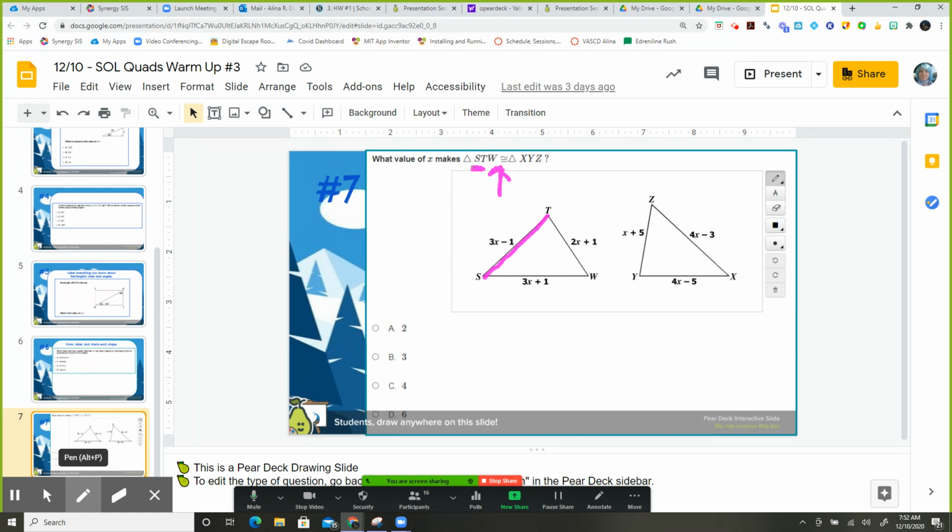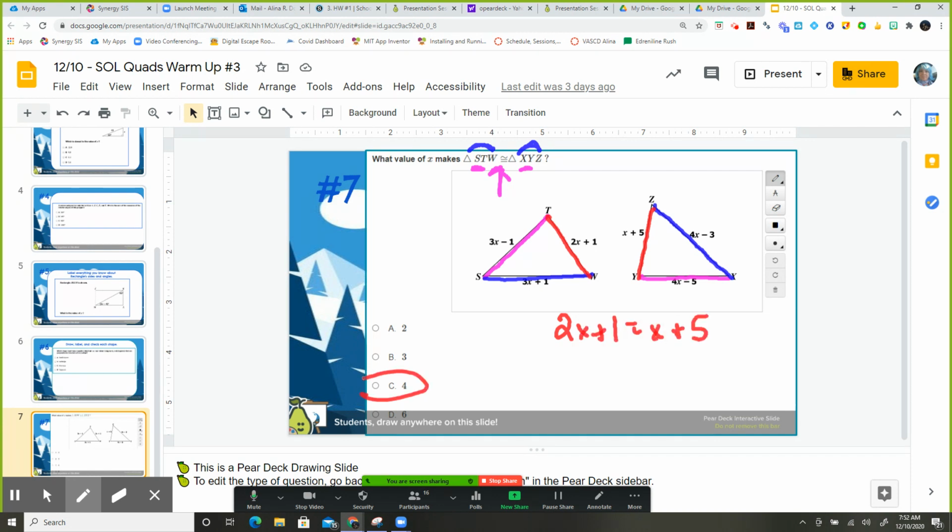Yeah. So what'd you do with ST? What goes with ST? The 4x minus 5. Absolutely, XY. And then what goes with SW? The 4x minus 3. That XZ, the 4x minus 3. And then the last pair would be the TW and the ZY. What did you get when you set all those equal to each other? 4. Nice.